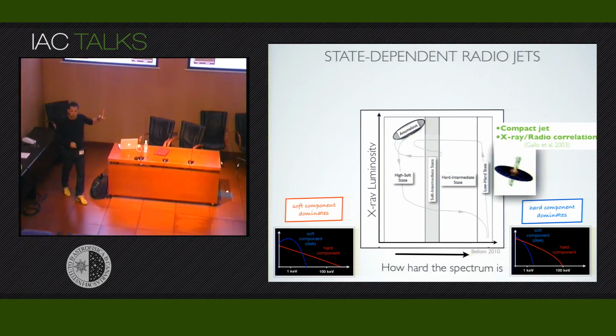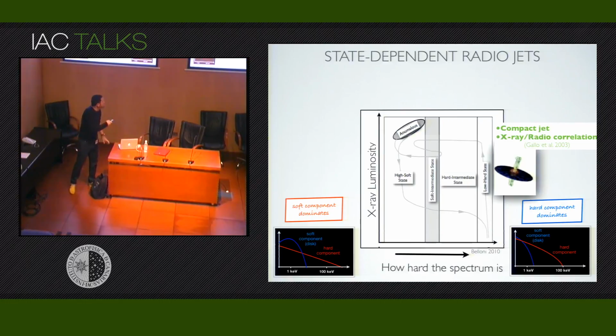and actually this radio emission is tightly correlated with X-rays. And this correlation is not only observed here in black hole binaries, it's also observed in AGNs, and it's also observed in neutron star binaries. So this is a universal correlation that seems to link accretion and ejection events.